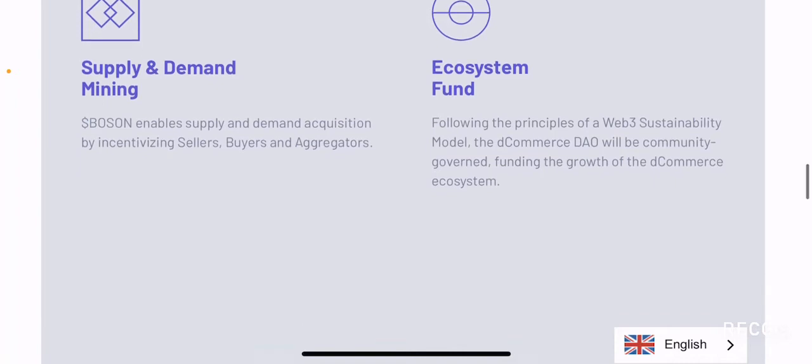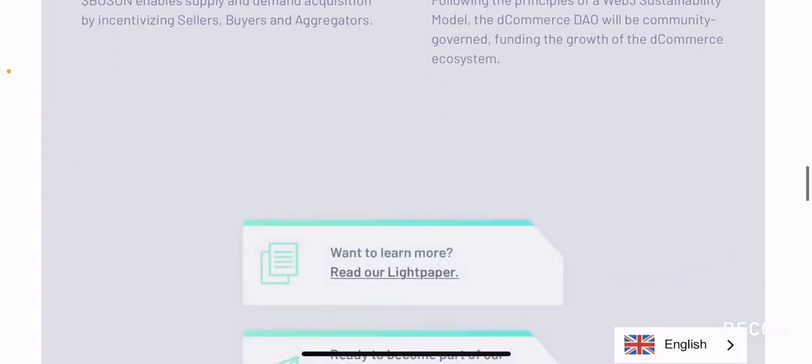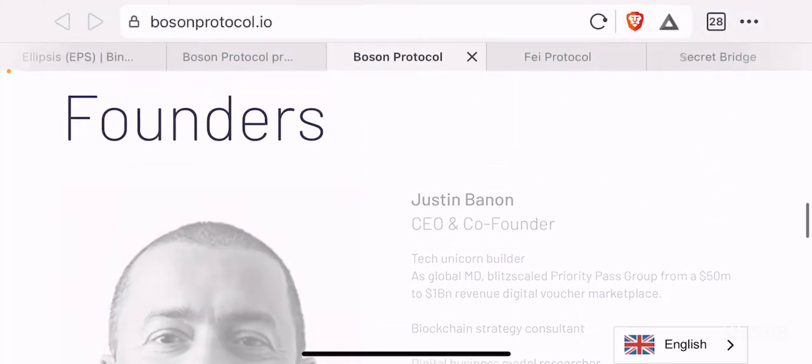Ecosystem fund. Following the principles of a Web3 sustainability model, the eCommerce DAO will be community governed, funding the growth of the eCommerce ecosystem. So whenever you interact, there will be a small fee which goes into the DAO fund, which will be used by Boson holders to drive the future of the ecosystem, right? Again, a pretty cool concept. They have covered everything pretty much in detail about the project.